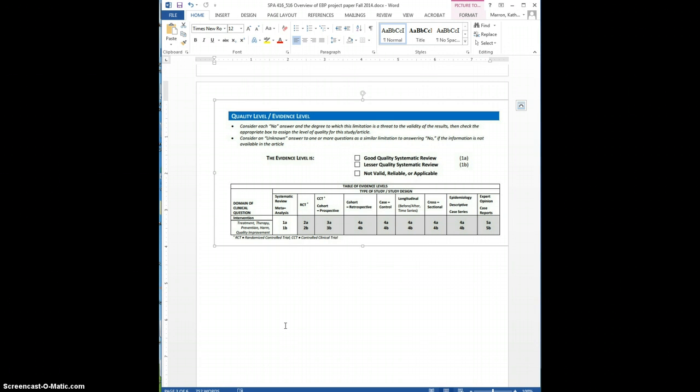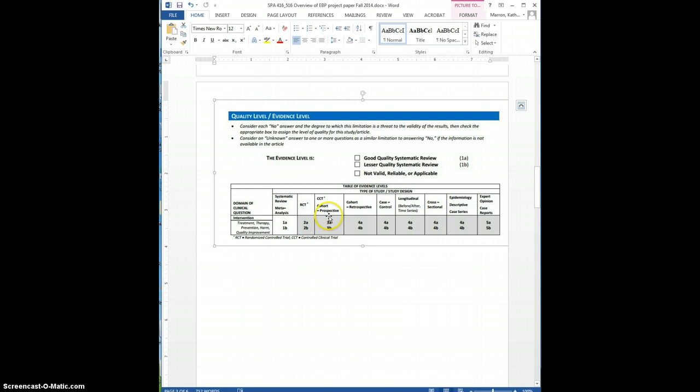Chapter 3 of your textbook, the Malign textbook, describes different levels of evidence and puts them, and you'll see them also on different web pages, in a pyramid format with the systematic reviews or meta-analyses in the top domain, followed by randomized control studies, therapy treatments, or diagnostic studies.